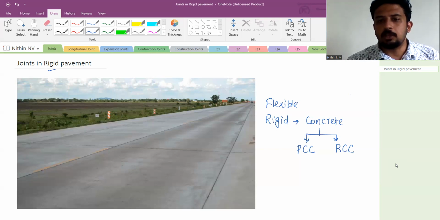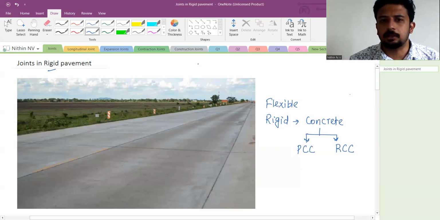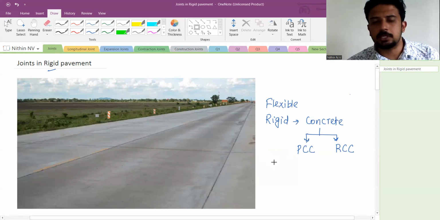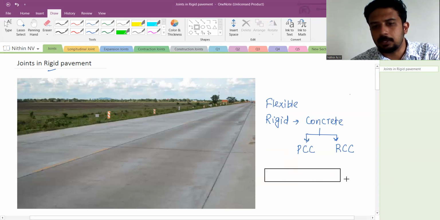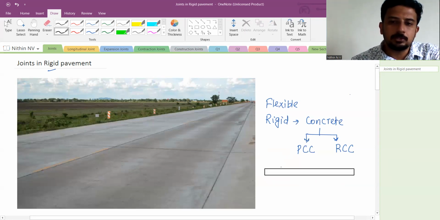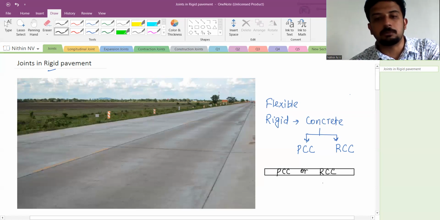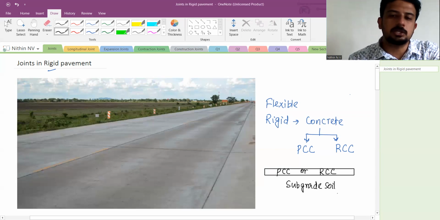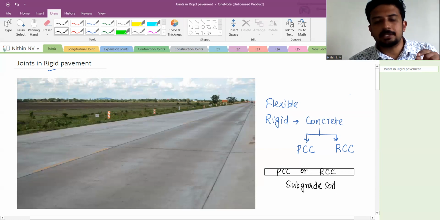By the way, why are we calling it concrete pavement, and what is the meaning of PCC and RCC? Whenever we construct a rigid pavement, the top layer, as you can see in this image also, will be a concrete slab. This concrete slab can be either a plain cement concrete slab or an RCC, reinforced cement concrete slab. Below this we will have our subgrade soil. So this is the basic structure of a rigid pavement. Like this, slab by slab, we are going to construct our rigid pavement.